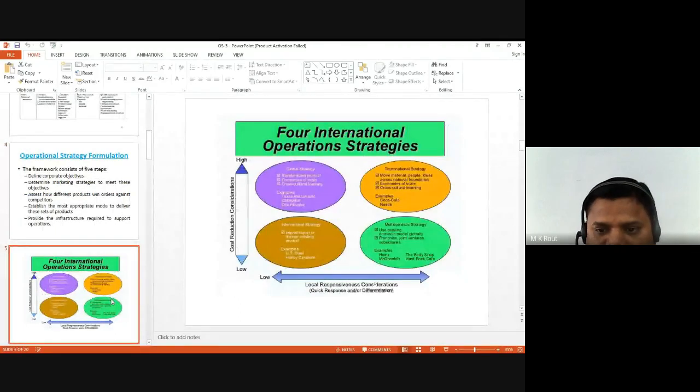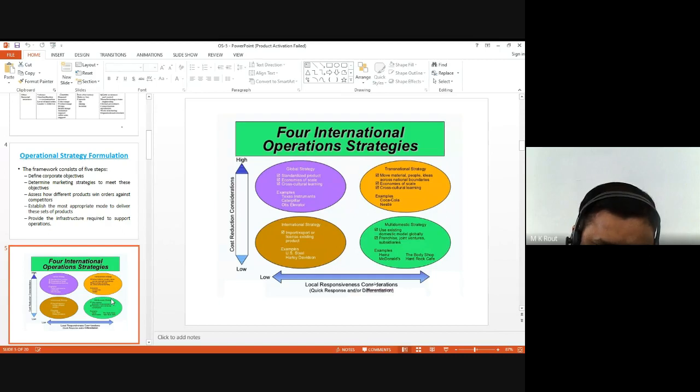as I told in the last class, across the globe, in operation strategy formulation or the operation strategy model, basically four types of models are adopted by industries. The first one is global strategy, the second is international strategy, the next is transnational strategy, and the last one is multi-domestic strategy.